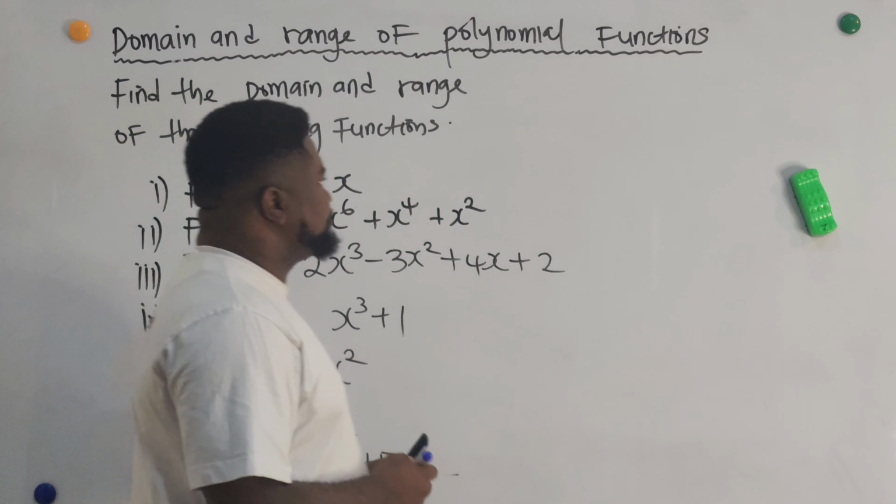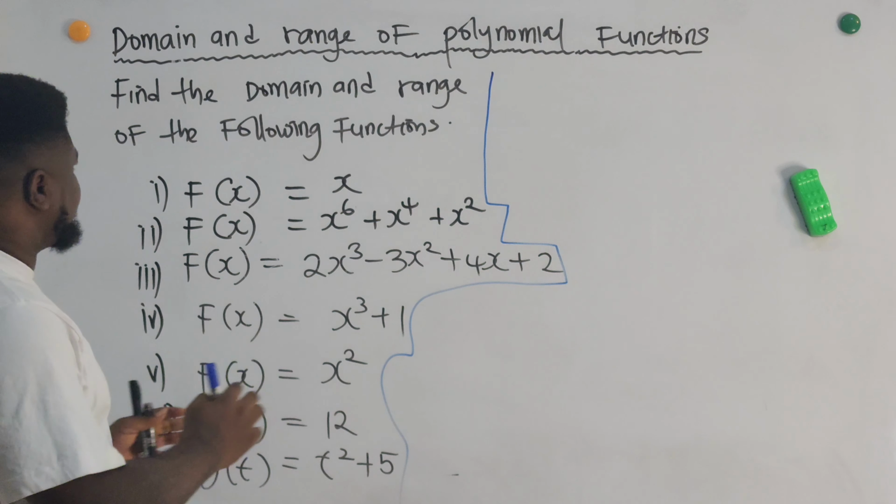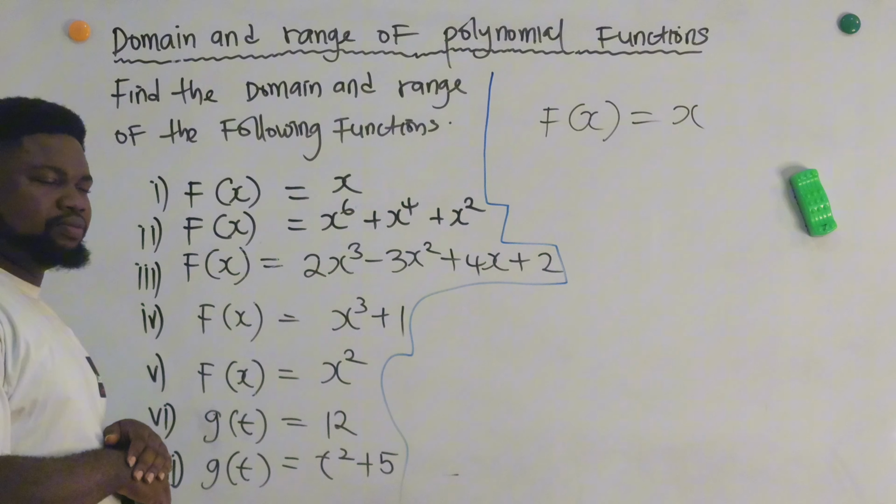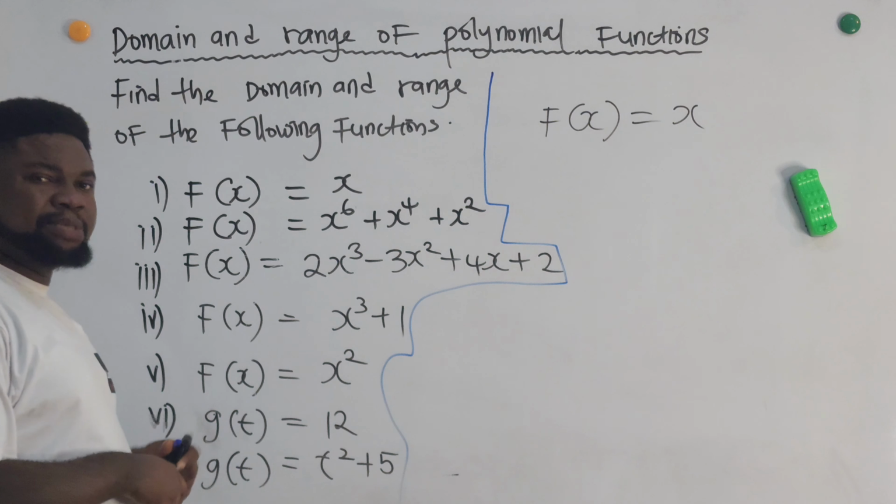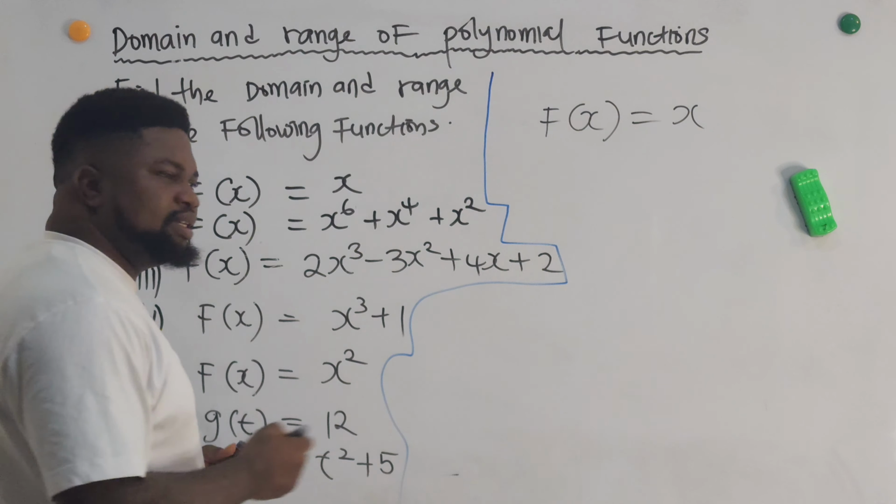So question 1 says f of x is equal to x. This question is actually simple, but the only simple part here is my domain. The domain of this function, called a polynomial, is simple.